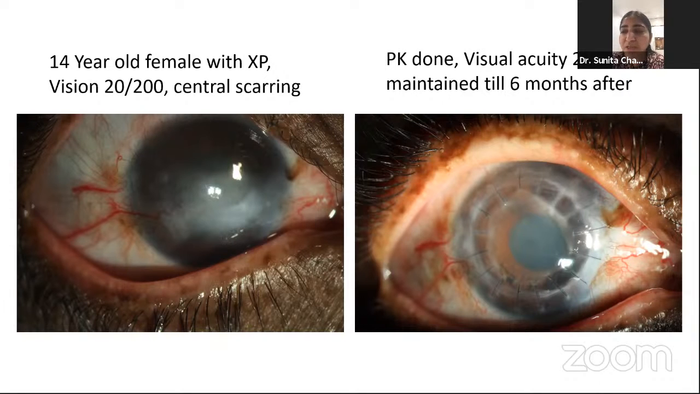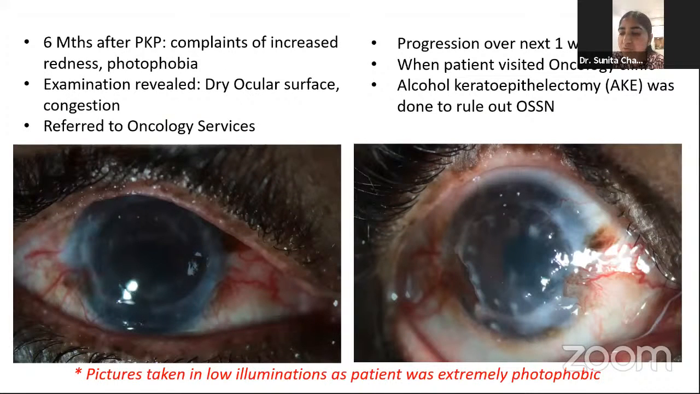And this patient, after penetrating keratoplasty, had a visual acuity of 20/40, which was maintained till 6 months, following which we started removing her sutures. Thereafter, at 6 months of follow-up, she started complaining of increased redness and photophobia in the operated eye. Examination revealed a dry ocular surface and increasing congestion, which kept happening at subsequent visits. She was doing quite well after penetrating keratoplasty, but then her symptoms were increasing. That's when we referred her to oncology services, because initially doing well and subsequently having complaints was something unusual in this course.